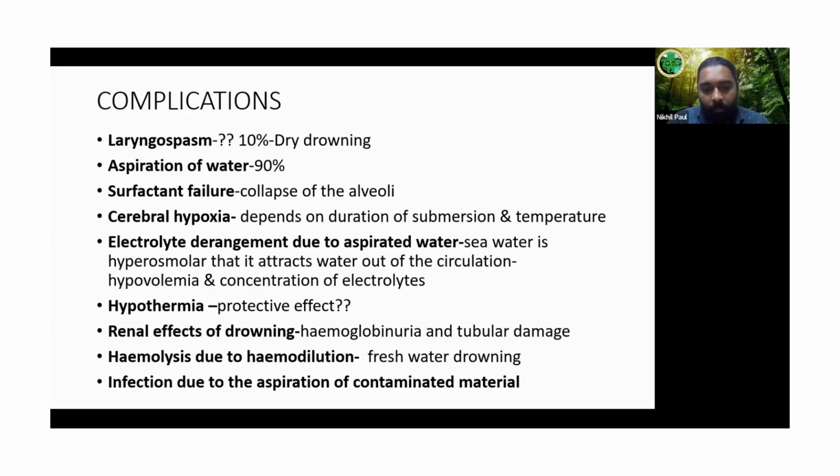Renal effects of drowning. In fact, these are limited because before the renal effects start, in most of the time, the death occurs, but it can occur in case of massive freshwater. I mean, in case of freshwater drowning, where too much volume of freshwater goes inside, it can cause hemoglobinuria and tubular damage as well. In freshwater drowning, another problem is due to hemodilution because of a large volume inside.